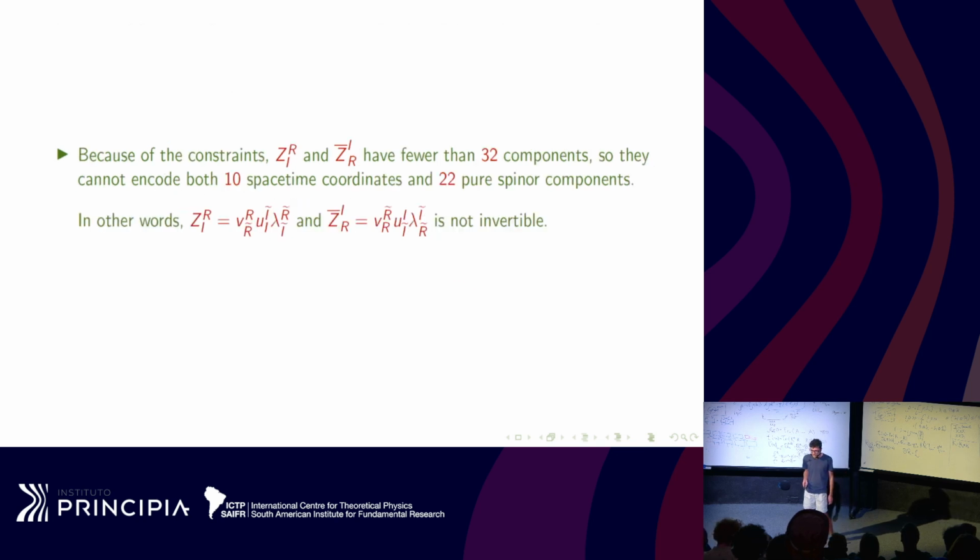So because of the constraints, z and z bar have fewer than 32 components, so they cannot encode both 10 space-time coordinates and 22 pure spinor components. In other words, this equation here is not invertible.